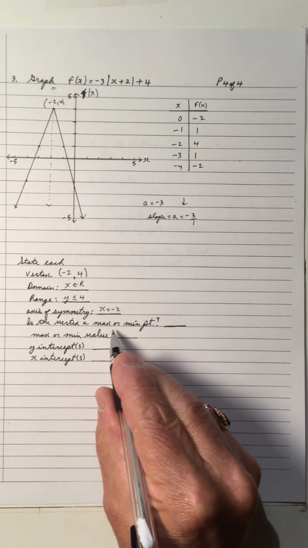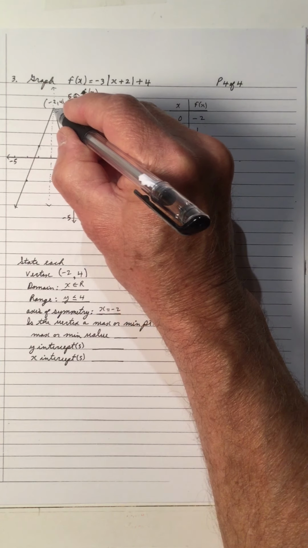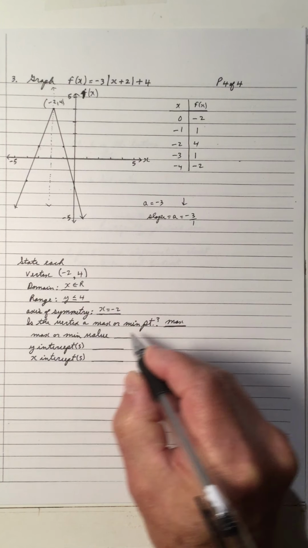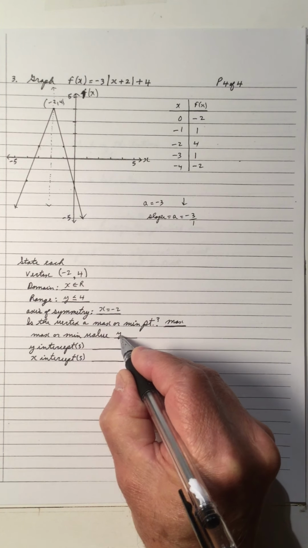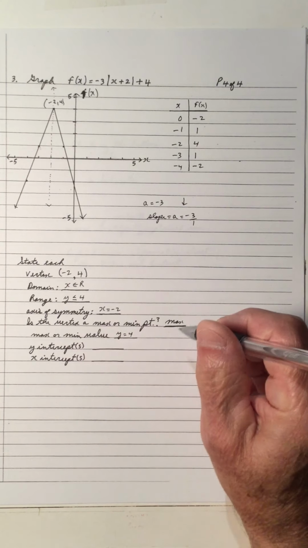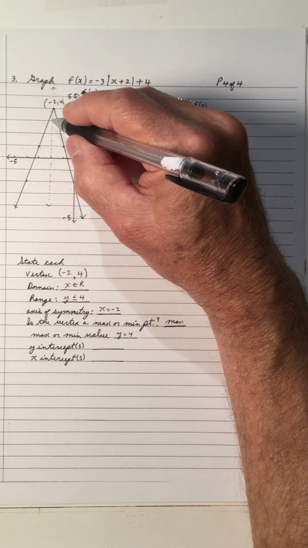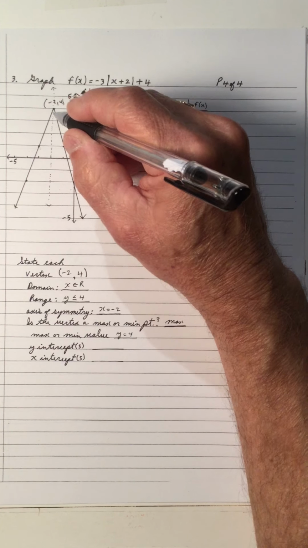Is the vertex a maximum or minimum point? Well, this is the highest point in your graph, so it's a maximum. So it has a maximum value of y equals 4. Remember, the maximum or minimum value is the y value, and the maximum value is 4.